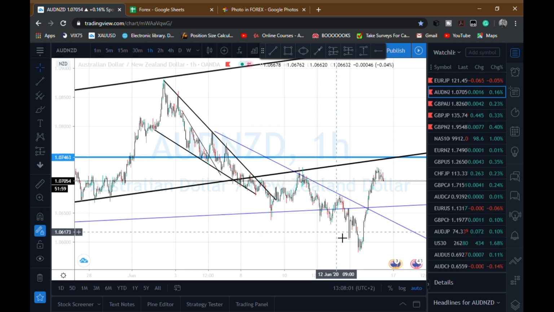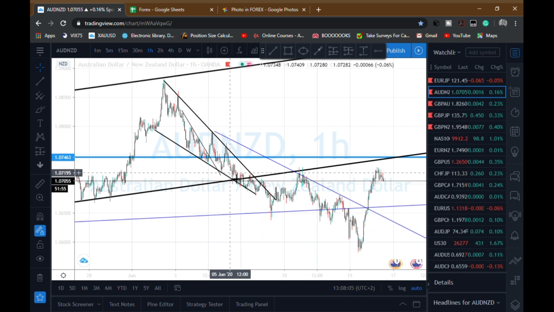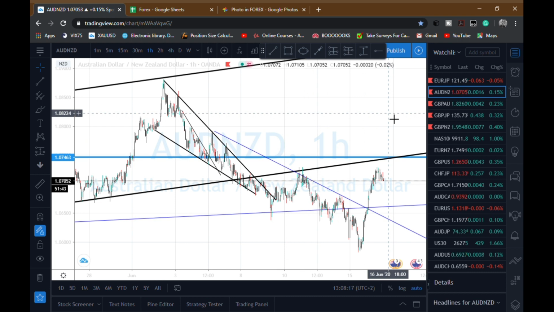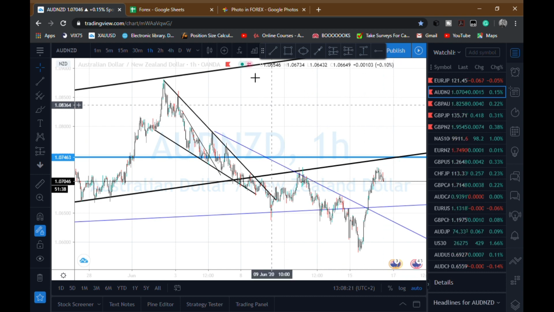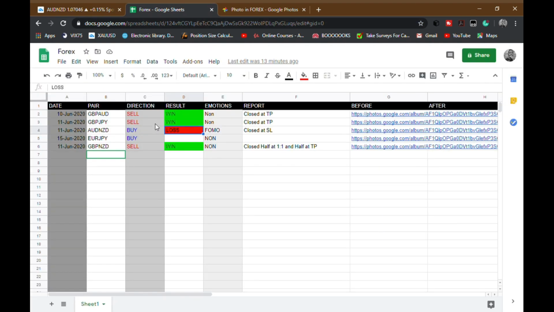Did my stop loss. So this is a lesson for you guys. If you see that a trade is not playing out, like what you want is not playing out, just leave it. Don't force trades. This was an unnecessary loss. I don't know why I had to take it. So let's go to the next trade.